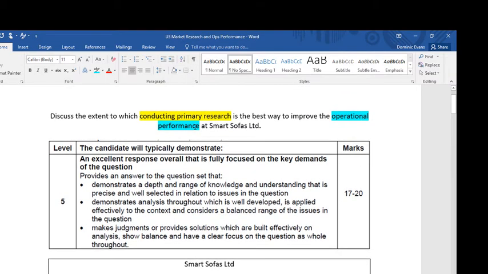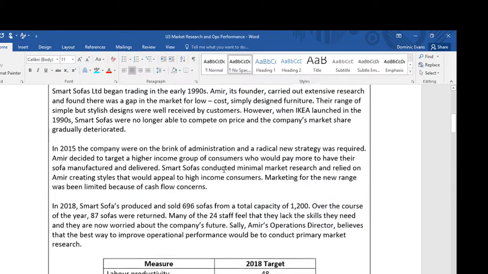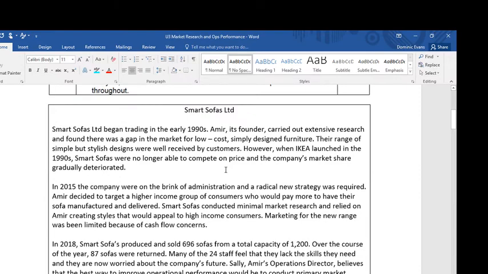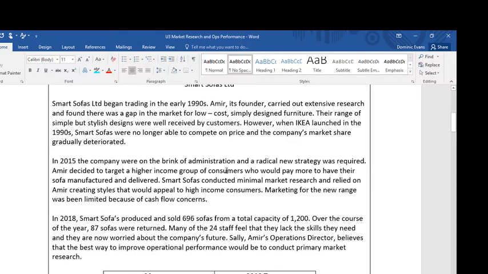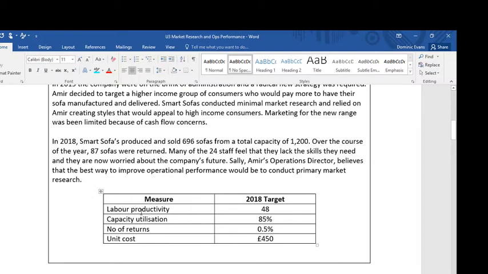So the question is, and it's always a good idea to read the question before you get started, is primary research the best way to improve operational performance? So, case study. What we're going to be looking for in terms of operational performance is information about productivity, capacity utilization, and number of returns.